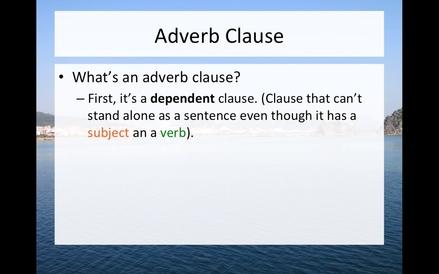So maybe we're still confused about adverb clauses, right? So what's an adverb clause? First, it's a dependent clause. As we talked about in class, that's a clause that can't stand alone as a sentence, even though it has a subject and a verb. What's an example of a dependent clause? When I hit the baseball, it has a subject, I, and a verb, hit. But that's a dependent clause, right? Because it can't stand alone. We don't know what happens.